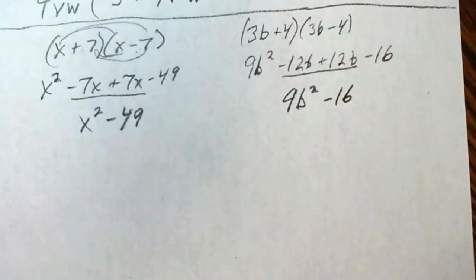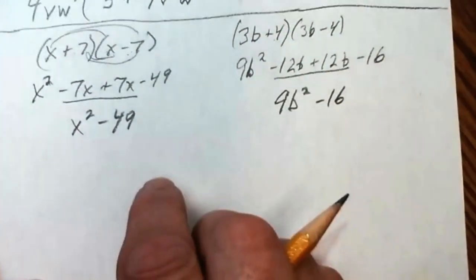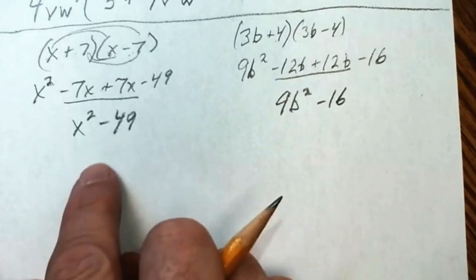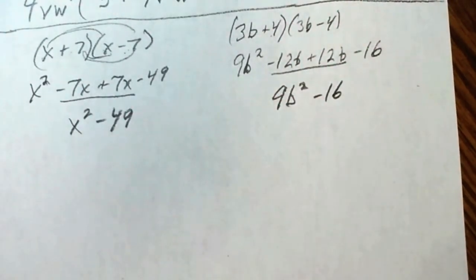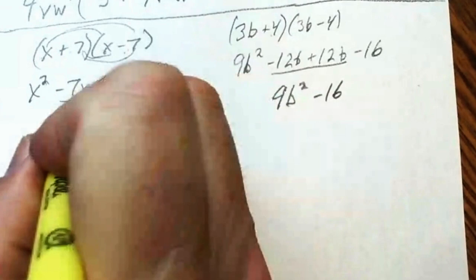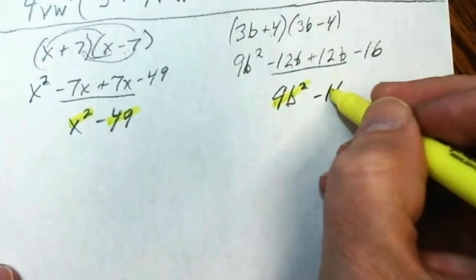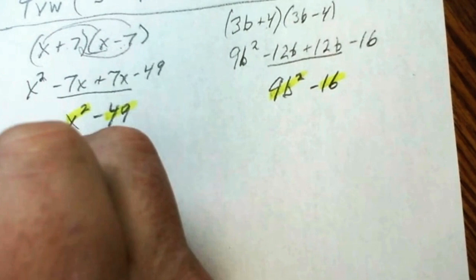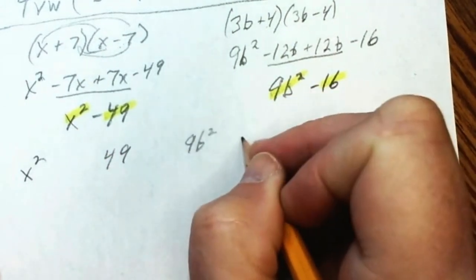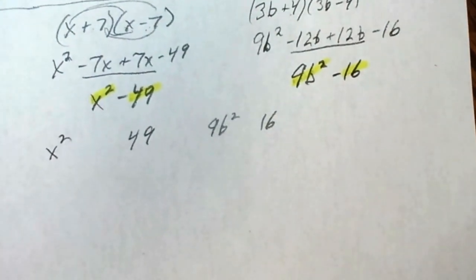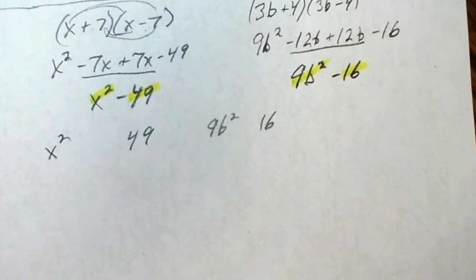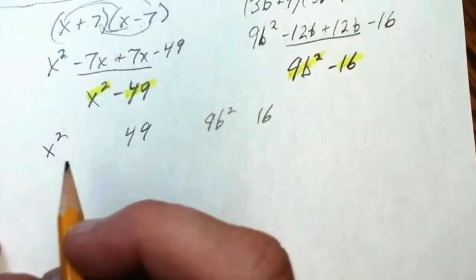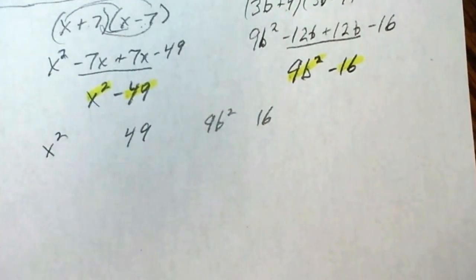Now, these are pretty cool. We only end up with a binomial on these that we're doing. So let's see what we have in common here. X squared, 49, 9b squared, 16. Let's just look at those terms. You notice anything in common about all of those? All of these are perfect squares.